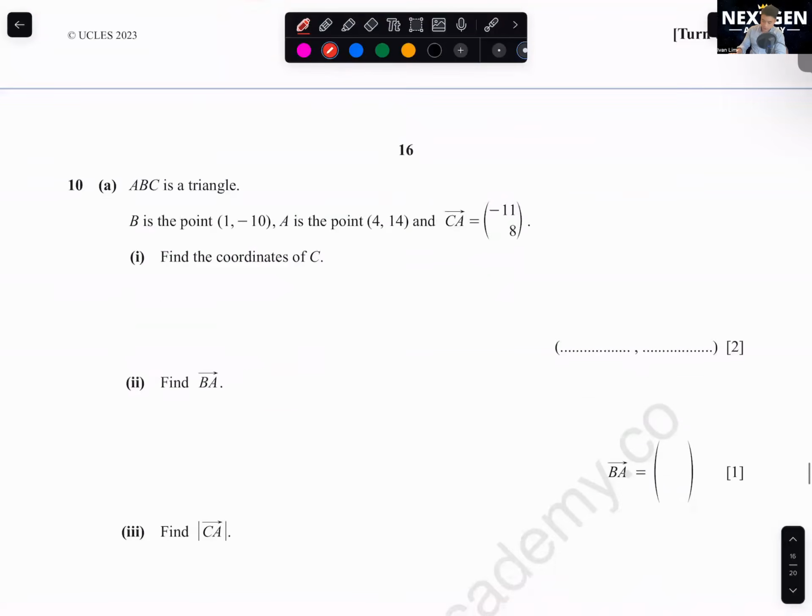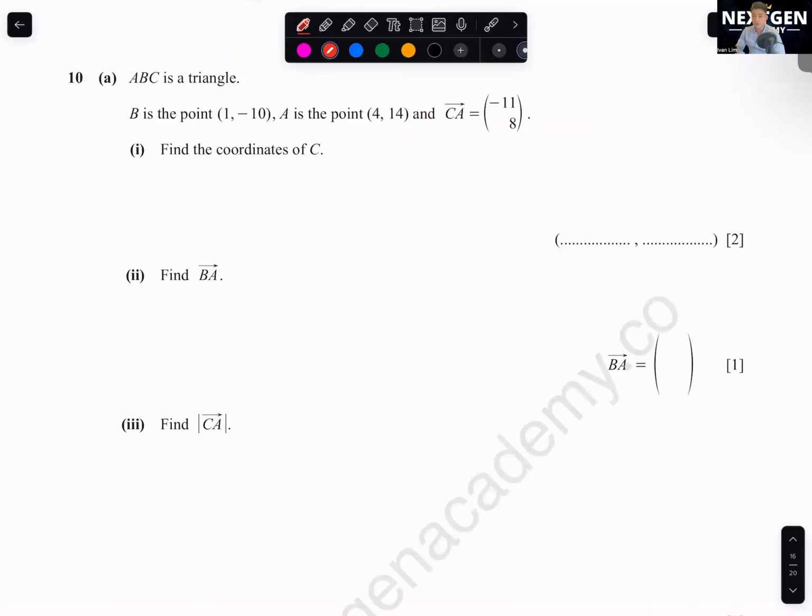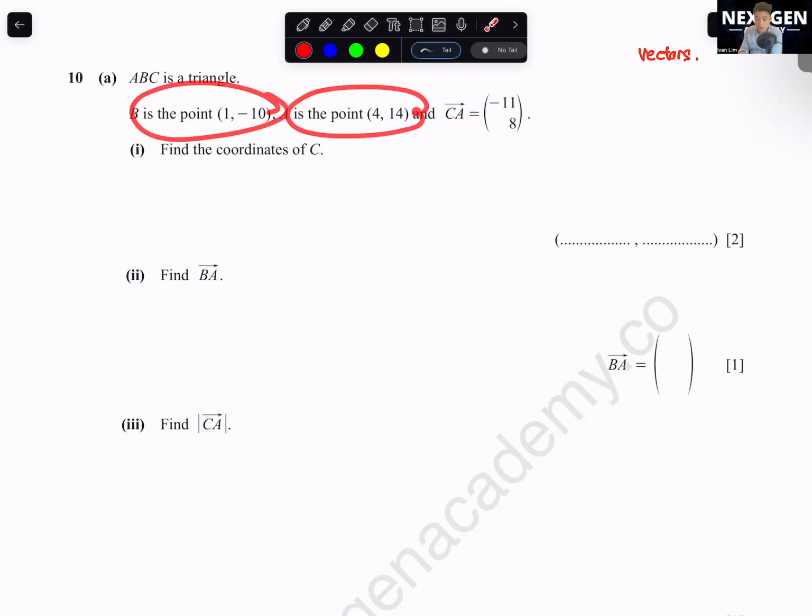Okay, let's go. Next one. Question 10. I think it's a little bit tricky if you don't know how to do vectors. So this is on the topic of vectors. What do we need to know about vectors? We need to know how to read vectors. You need to know the meaning of position vector. Position vector means you are starting from O. So when they give you a point, a point means position vector.